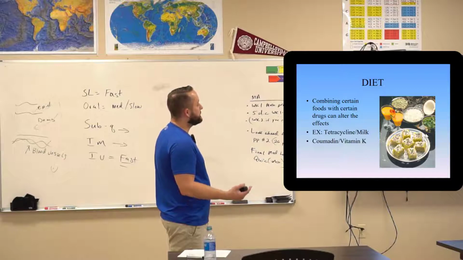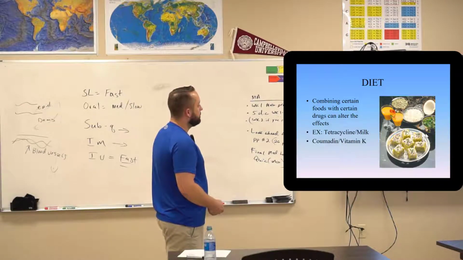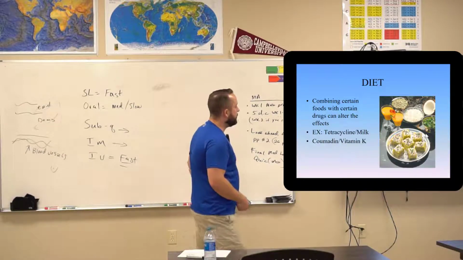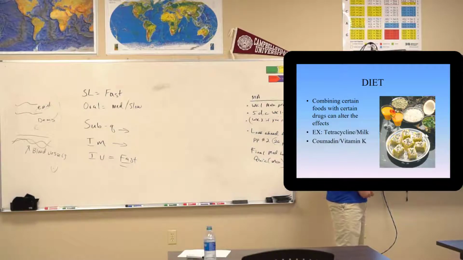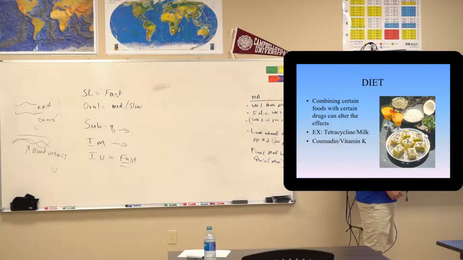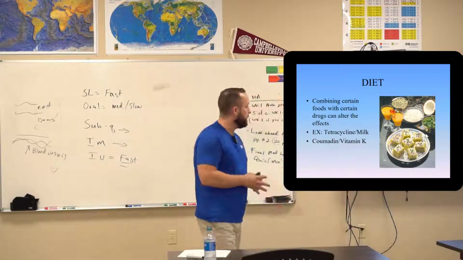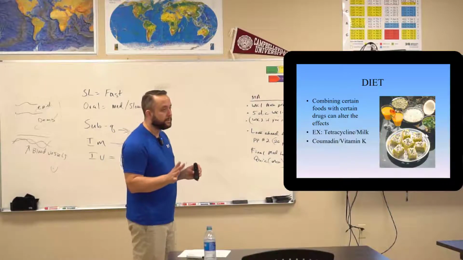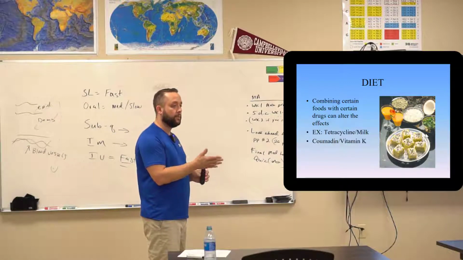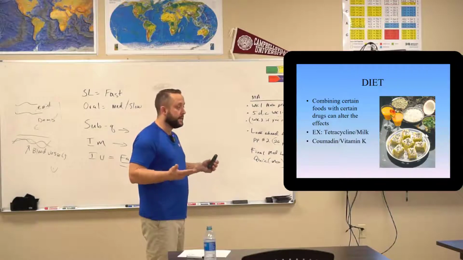Diet can make a huge difference in medicines you take. For instance, Coumadin. If you're taking Coumadin, it's thinning your blood. And in leafy green vegetables, there's a high amount of vitamin K. And patients who are taking Coumadin therapy, we tell them no leafy green vegetables because that vitamin K will interact with that Coumadin and cause even more bleeding.